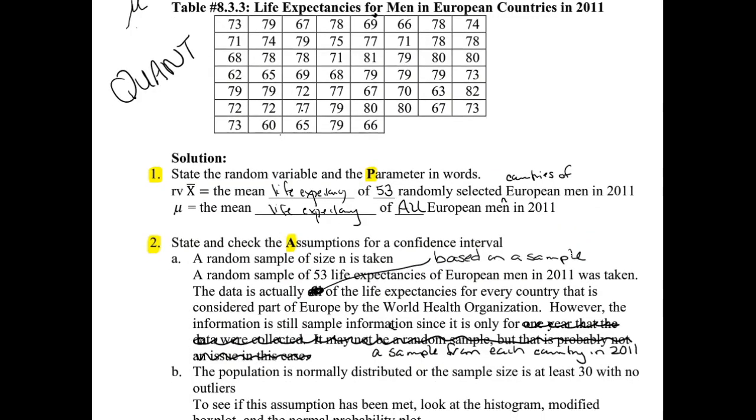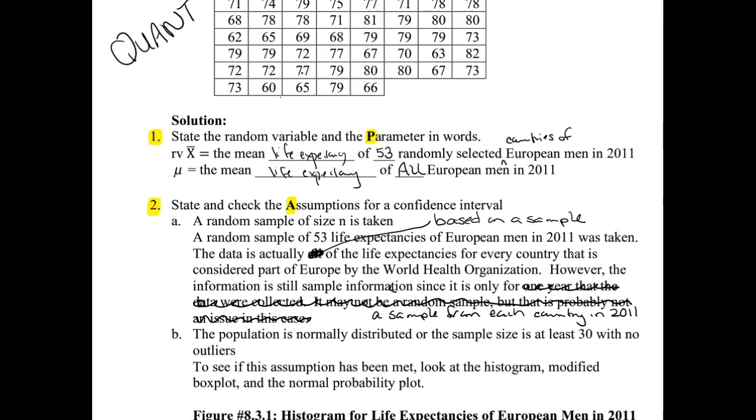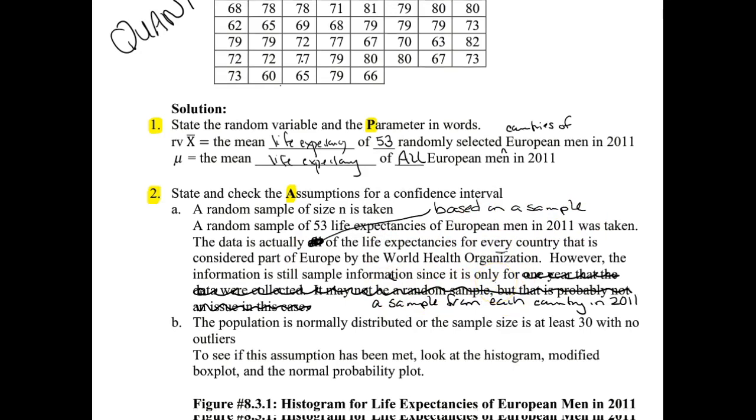Again, every inferential procedure has its assumptions. The first one is that we have a random sample of size n. Again, this one is a little bit weirder because it's actually like a stratified sample, but we're going to consider it random enough. So a random sample of 53 life expectancies of European men was taken. The data is actually based on a sample of life expectancies from every single country so that they're all represented in this number. But again, we're just going to still consider it random enough.